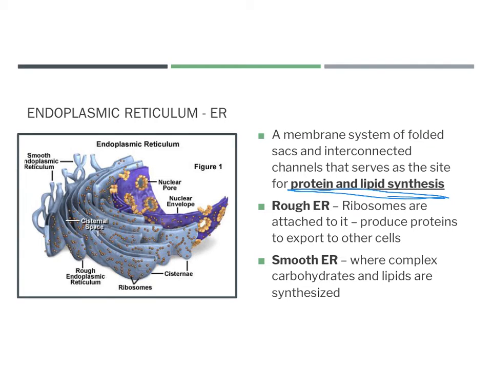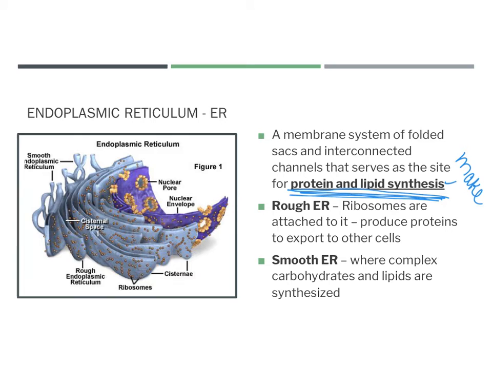I even bolded and underlined that, so that's the important part of the endoplasmic reticulum: protein and lipid synthesis. And remember, synthesis just means making. So they make proteins and they make lipids. If you look at the structure, you can see all these folds. By allowing this organelle to have all these folds, that is a lot of surface area, and that surface area is where some of these cellular functions take place. So it's a very efficient structure.